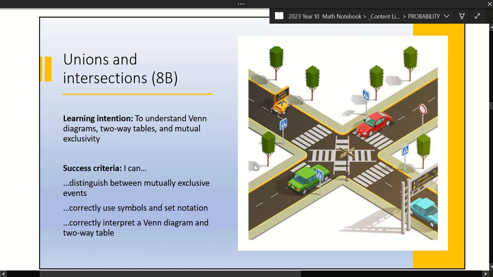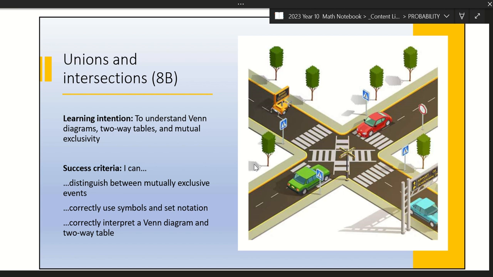All right, so in this session, what we're going to be covering is the next part of probability. So last session, and you should be copying the learning intention in here as well. So we're up to unions and intersections. This page. Unions and intersections. That's the questions already. You need to copy that.